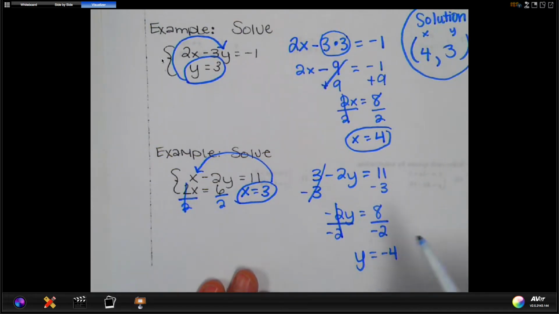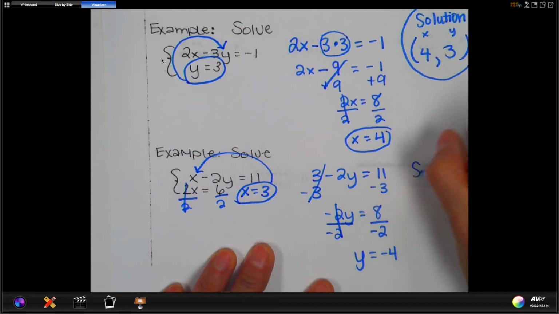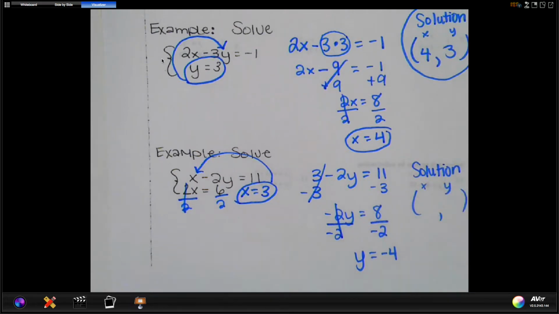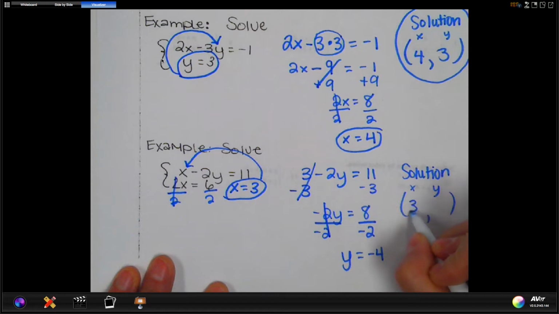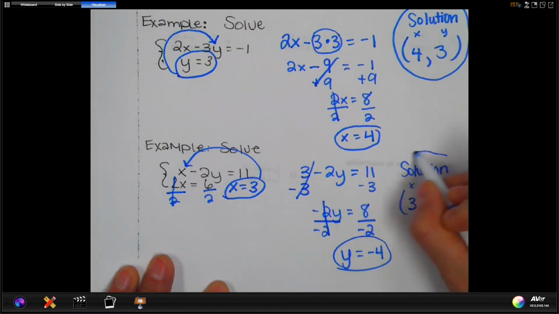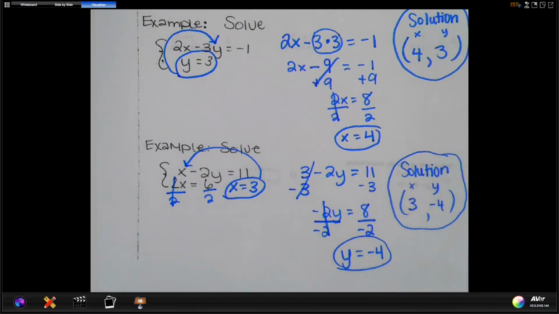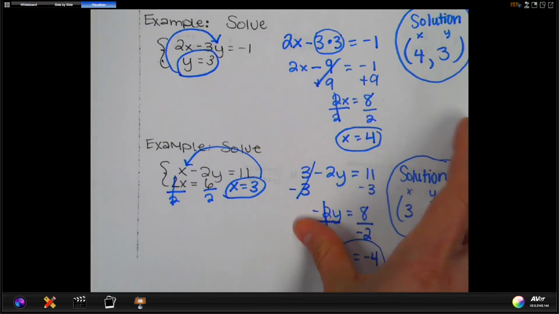Okay, now I have all my information. I have to give my solution. So the solution, remember, again, is an ordered pair. It's x comma y, because it's where those two lines are going to cross. Well, the x value we have here is 3, and the y value we just solved is -4. So those two lines, without graphing it, we know cross at 3 comma -4. Okay, that's the short amount of notes today.